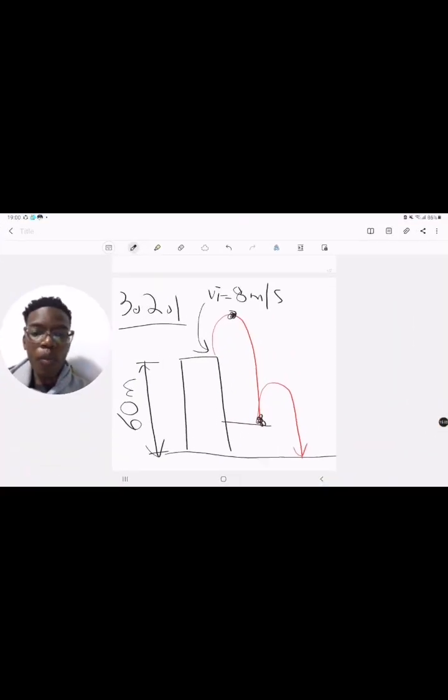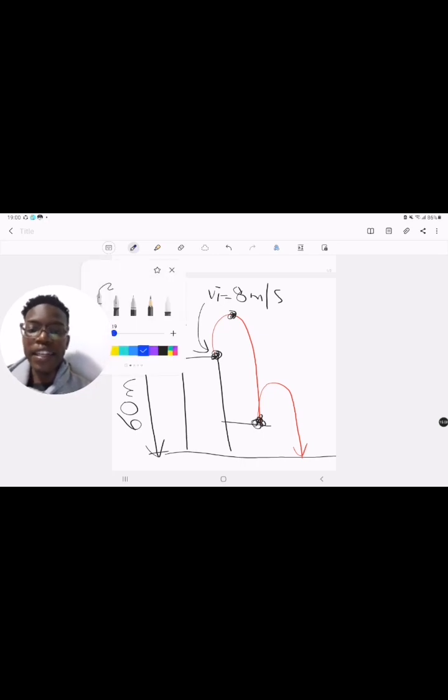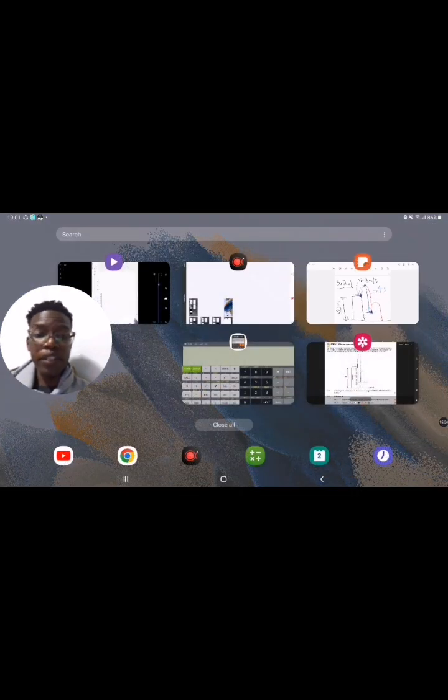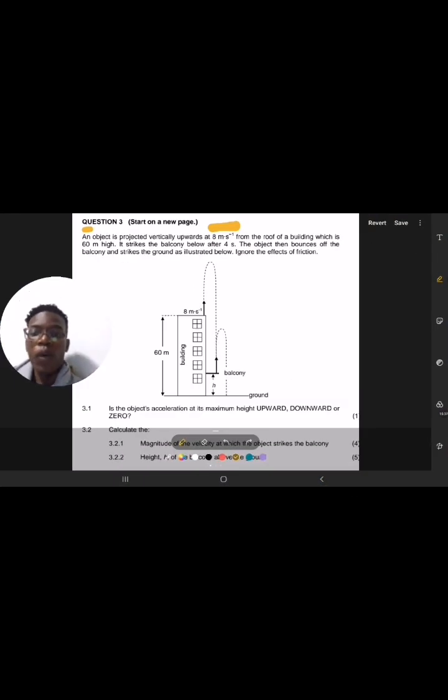So from the moment that it leaves this point to the moment that it strikes that balcony, it took the ball 4 seconds, right? The travel path of the object took 4 seconds from the point that it was thrown from to the point that it strikes the balcony. That's what we know. So now the object then bounces off the balcony, and then strikes the ground as illustrated below.